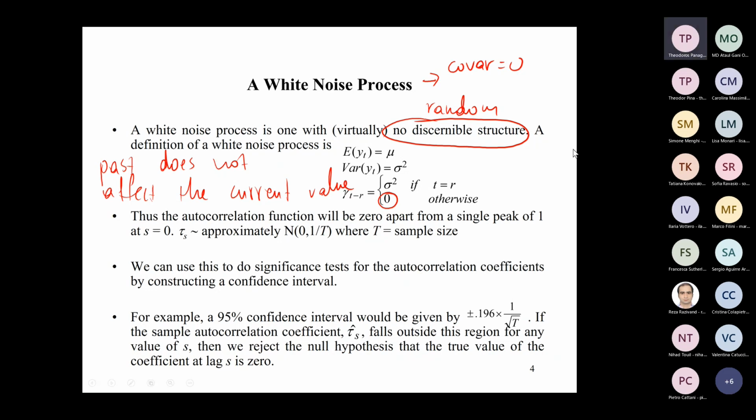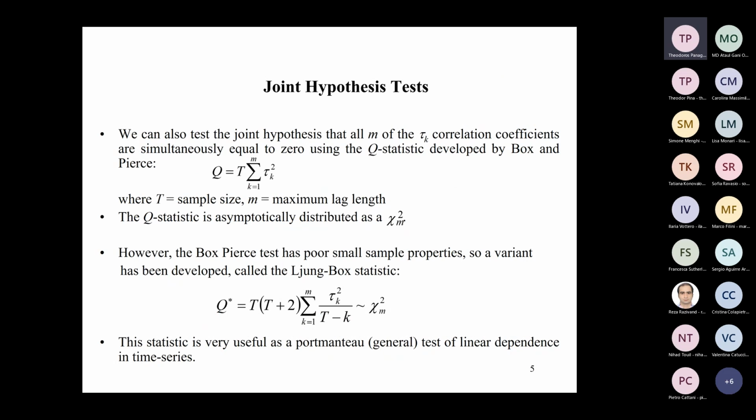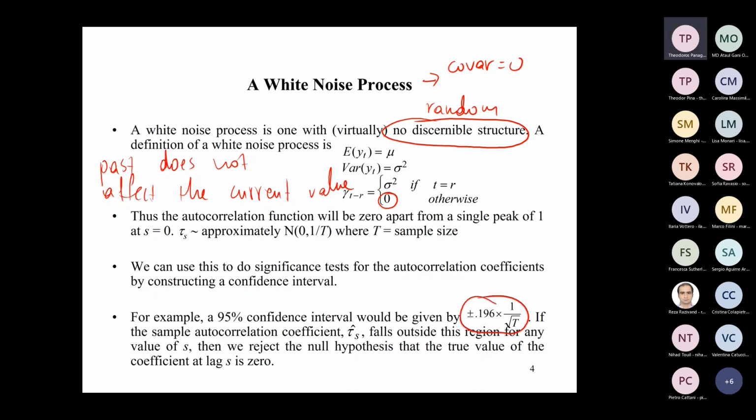Why do we need the white noise process? We need the white noise process because it can give us confidence intervals of insignificant autocorrelations. We need it because it can give us a confidence interval of insignificant correlation.